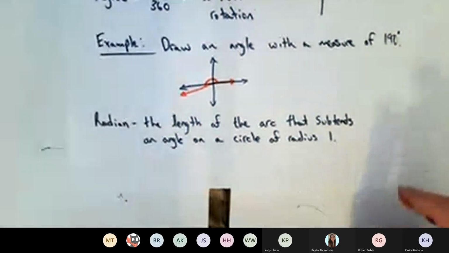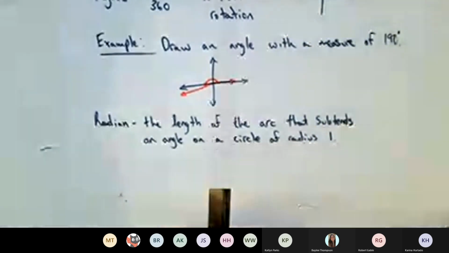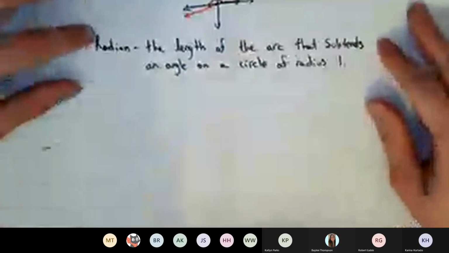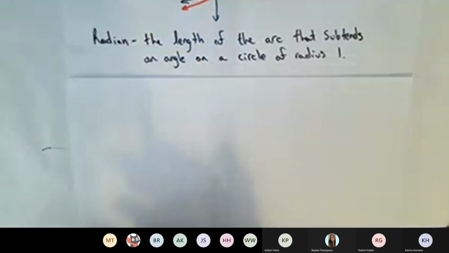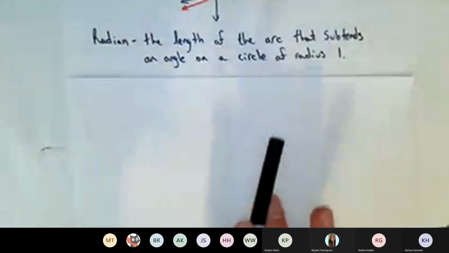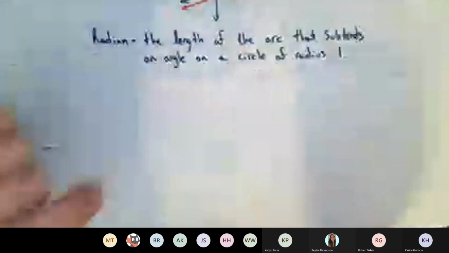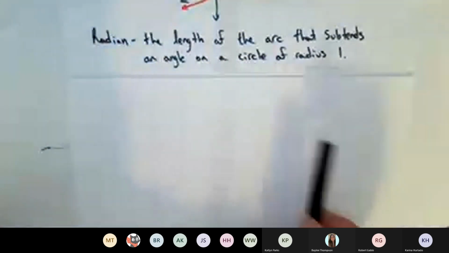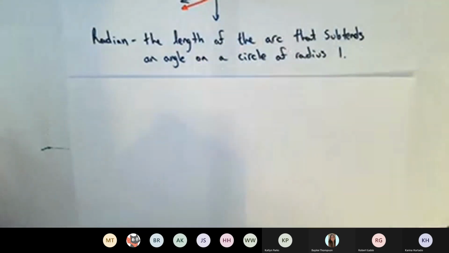Now, in the videos that I asked y'all to watch, they actually have a nice animation of what this means, but I'll draw it for you. So what the heck does all this mean? Well, first of all, an arc is like a piece of a circle, a chunk of a circle, just the outside edge. That's an arc. Subtends, so an arc that subtends an angle.